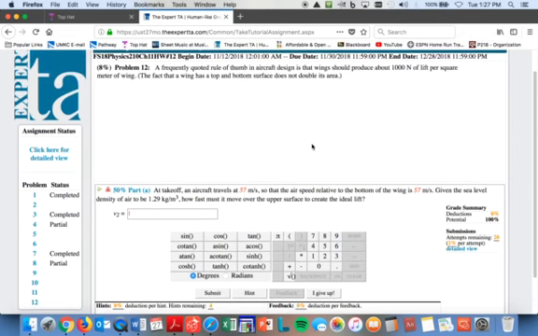A frequently quoted rule in aircraft design is that the wing should produce about 1,000 newtons of lift per square meter of wing. I worked out a different problem for you all, but that's basically what we're going to do. So in other words, you've got 1,000 newtons of lift per square meter of wing. That right there, what they told you, and 57 meters per second is V1.